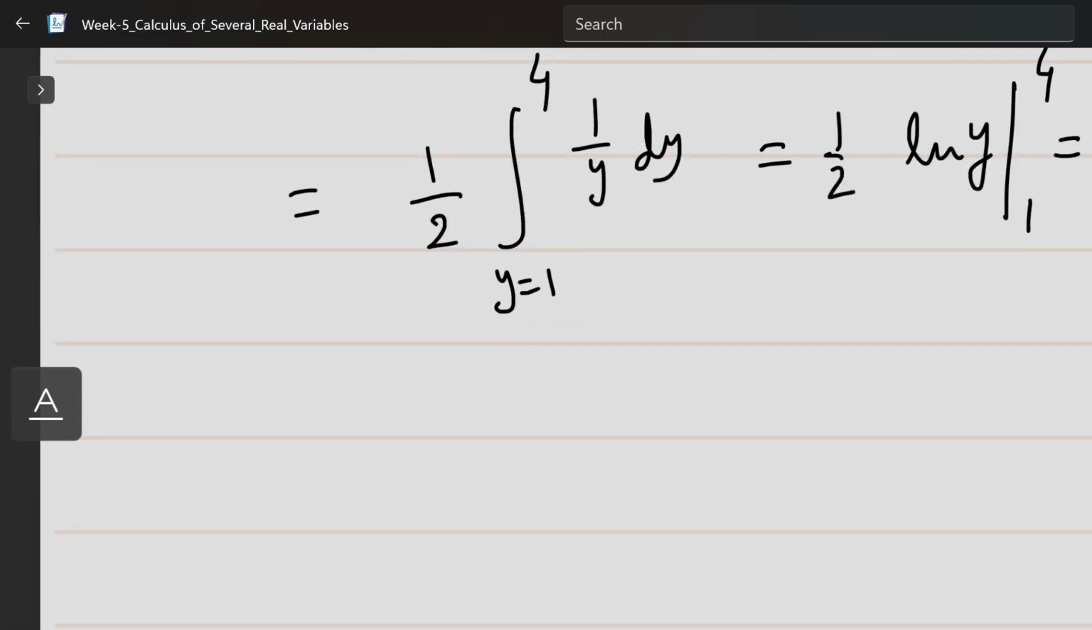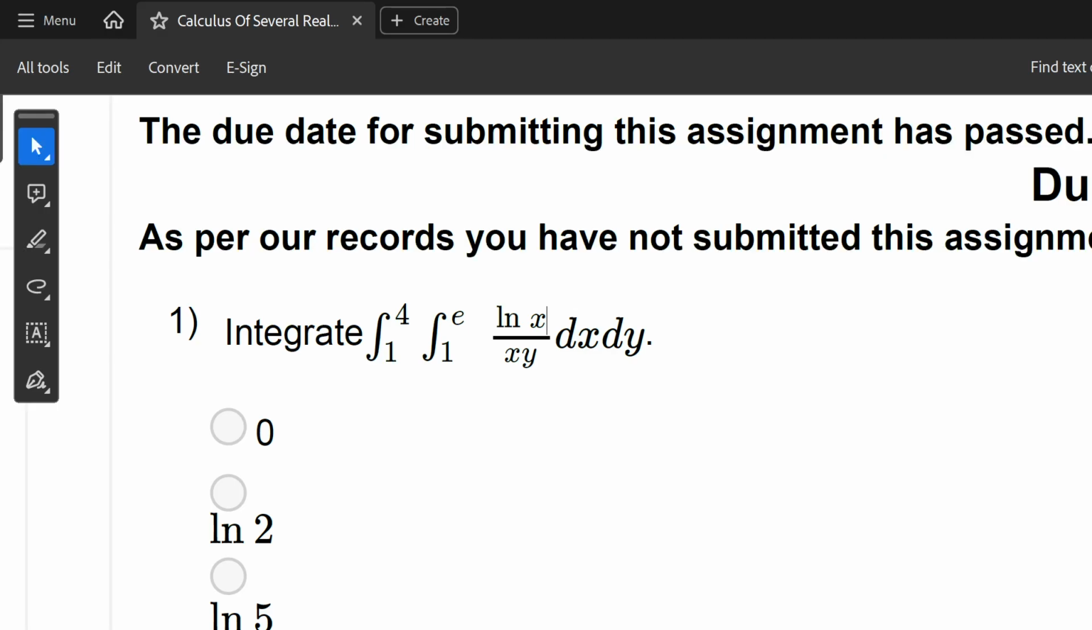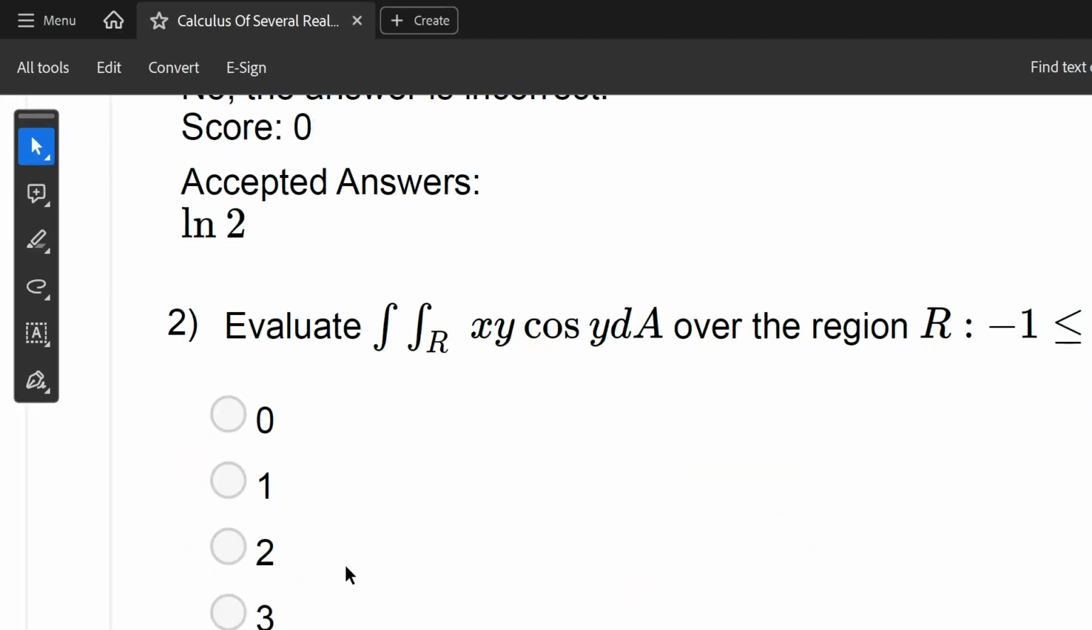Okay, so I will move to another question. Question number 2. So what is this answer? It is answer B, right? So it is ln 2. Yeah. So the second one is you have to evaluate some integral again over some region. This region is also again a rectangular region. Now you tell me whether change of order of integration is required or not.